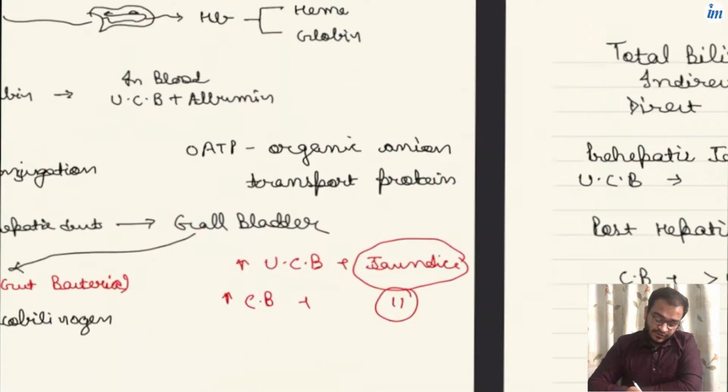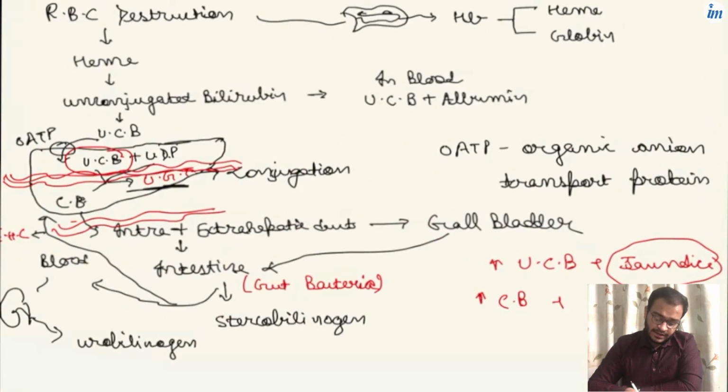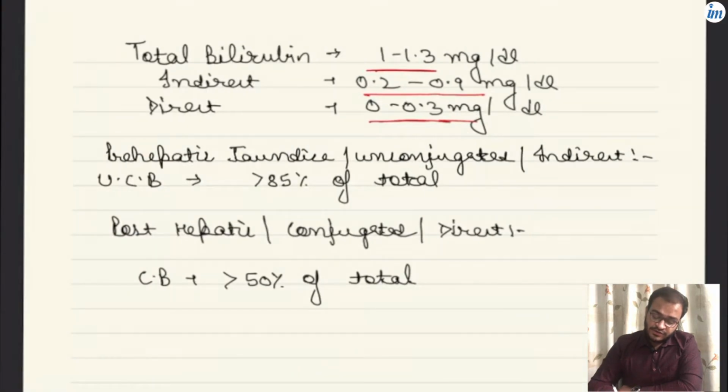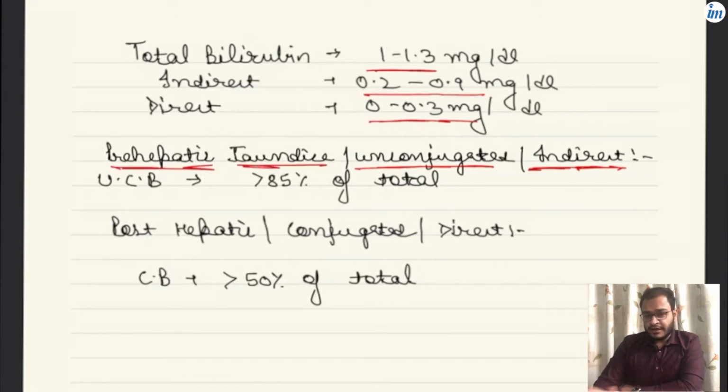Another thing, friends, whenever we say there is an increase in unconjugated bilirubin, that means the obstruction was here or before that, at the level of UDP glucuronyl transferase. Whenever there is an increase in unconjugated bilirubin, it causes jaundice, which is indirect type of jaundice or prehepatic type of jaundice. From the clinical point of view, whenever the level of unconjugated bilirubin is more than 85% of the total bilirubin, we say the person is having prehepatic jaundice or unconjugated indirect jaundice.